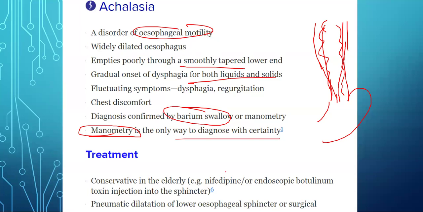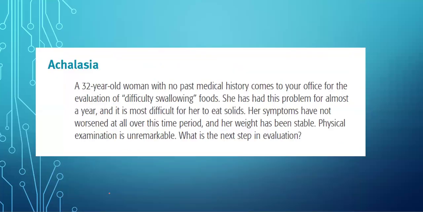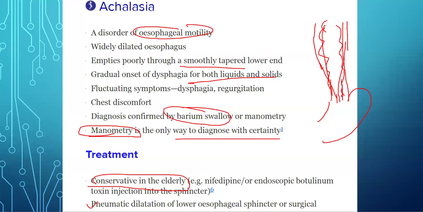How to treat achalasia? In an elderly patient, or a patient who has multiple surgical comorbidities or who doesn't want surgery, conservative treatment is ideal, like nifedipine or sometimes botulinum injection into the sphincter. Sometimes you can also try pneumatic dilation of the esophageal sphincter. If pneumatic dilation doesn't help, then you can go for surgical myotomy, which means you just remove this part of the esophageal muscle, which is narrowed or fibrosed.